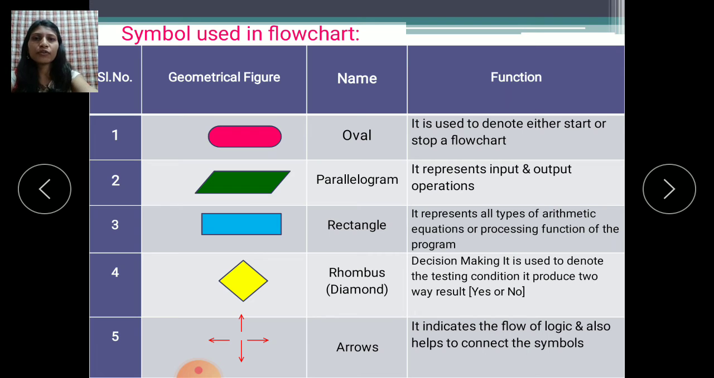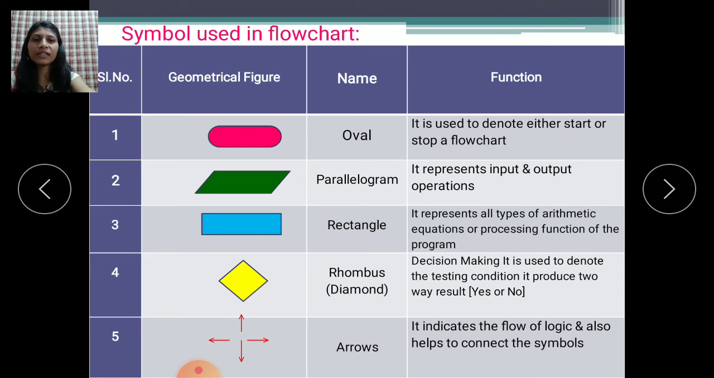If you are using while conditions or if-else conditions in your program, whenever you write those conditions and want to draw the flowchart of that program, you can use the rhombus symbol to show that condition. This symbol shows the two-way result: either the result is true, otherwise it is false. So we use this rhombus to declare the conditions in your program.